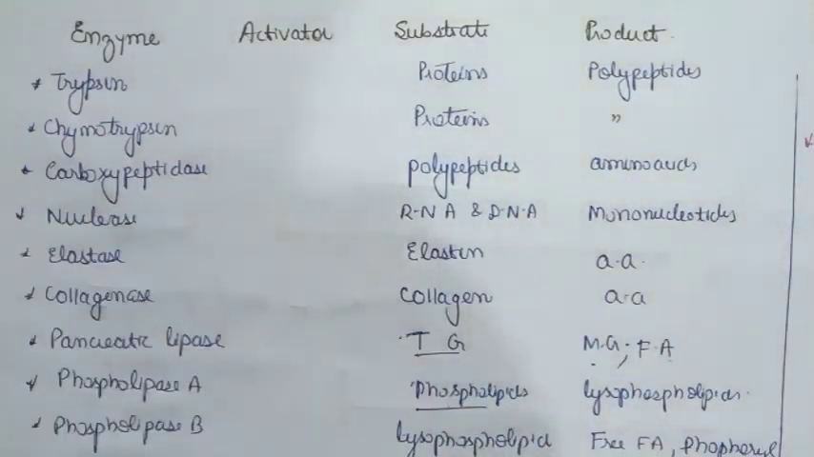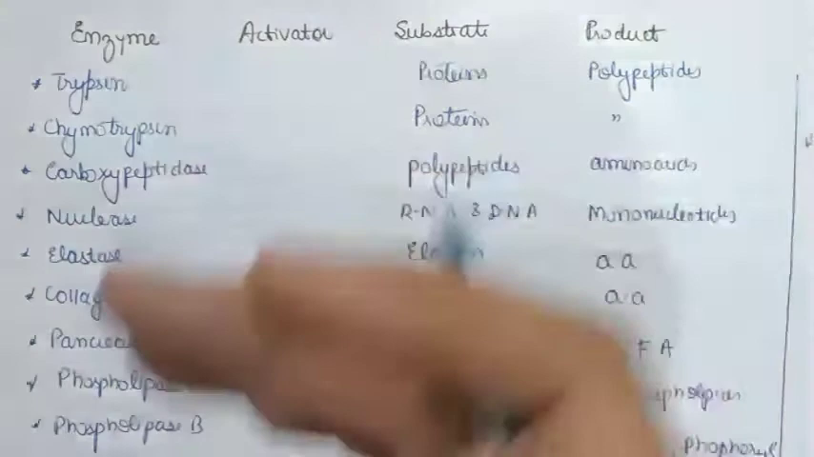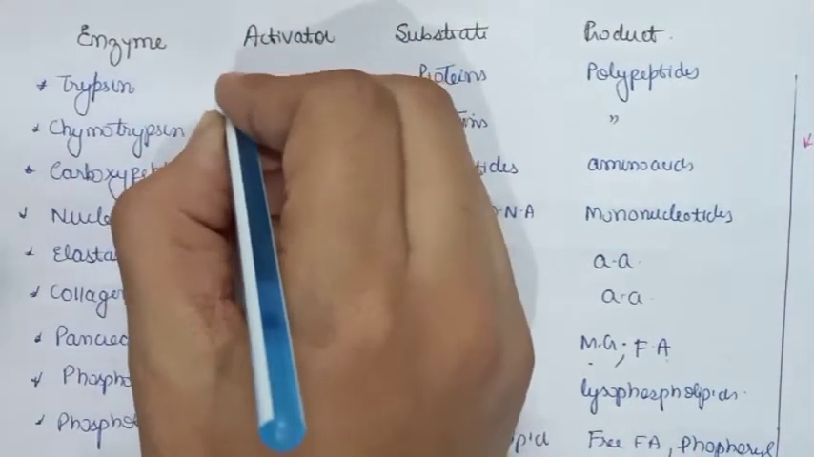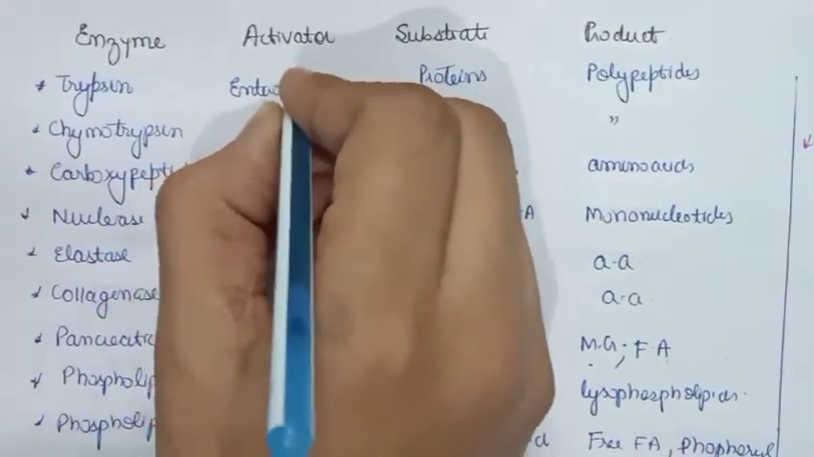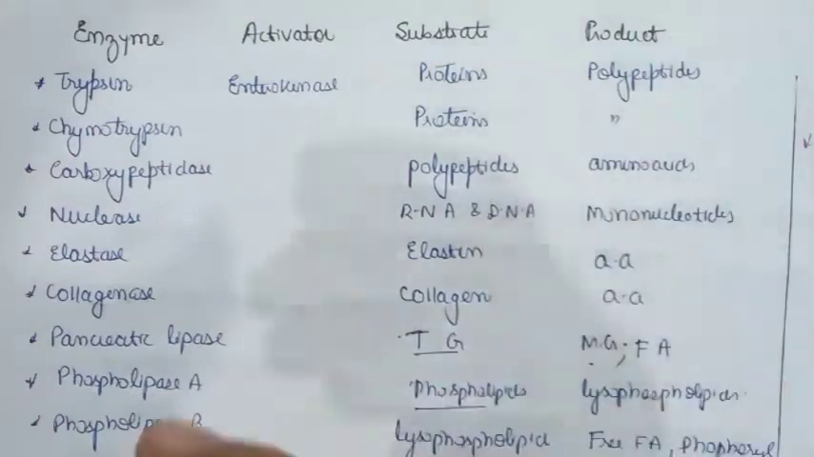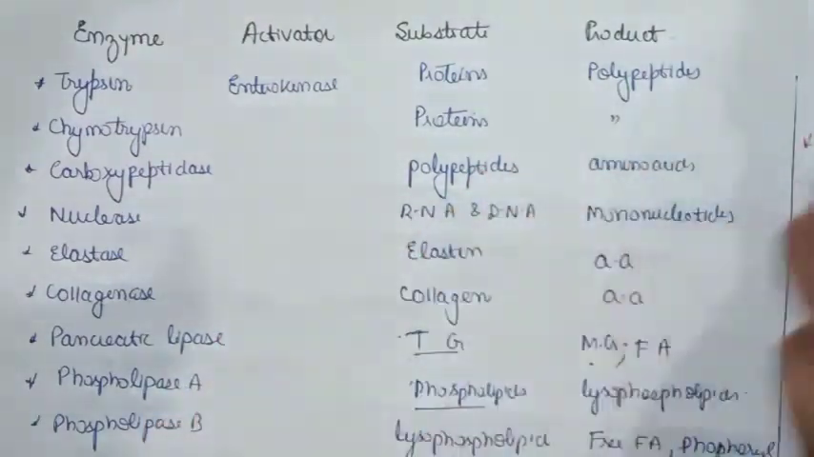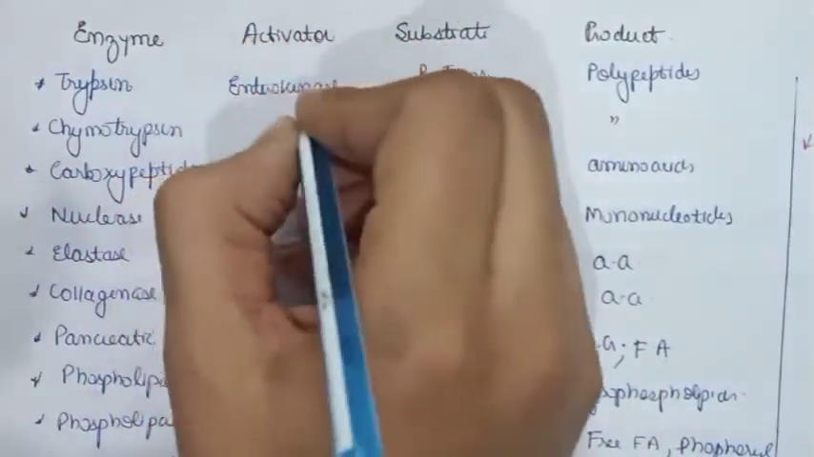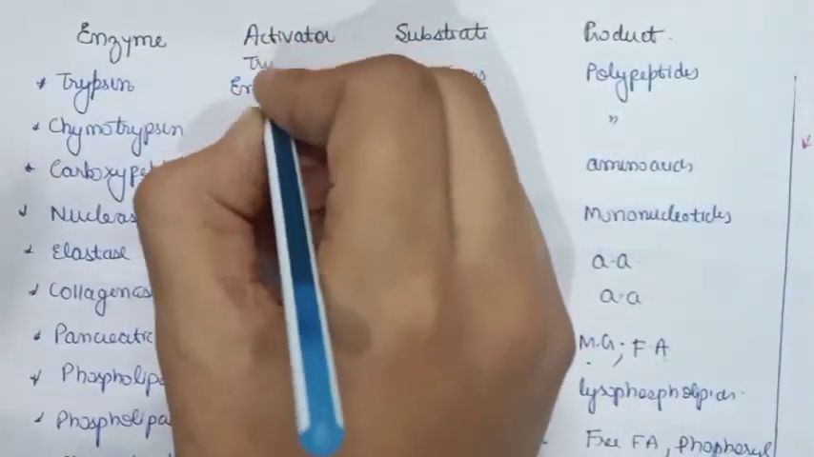Now let's see what the activators of the enzymes are. As you all know, all these enzymes are secreted in the non-active form, or the proenzyme. Trypsin is activated by an enzyme called enterokinase. The enterokinase converts trypsinogen into trypsin. The newly formed trypsin acts as an autocatalyst and again converts trypsinogen into trypsin.